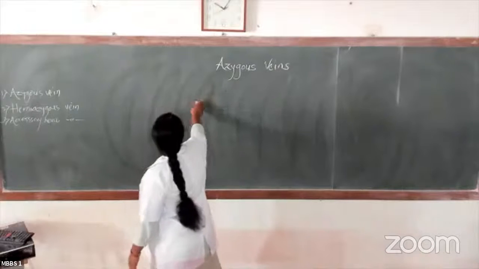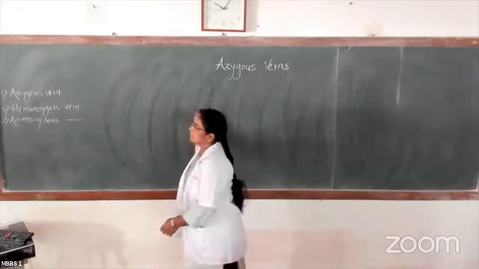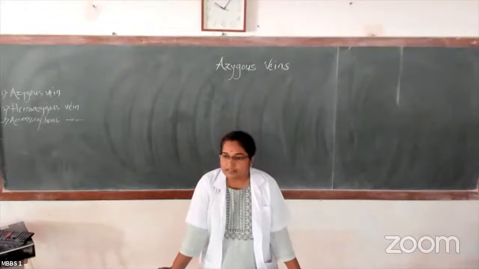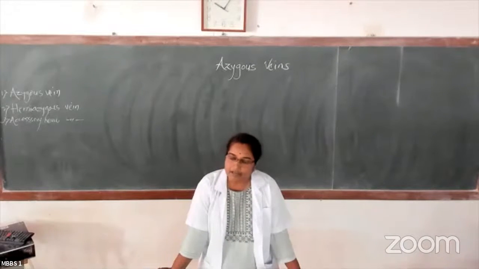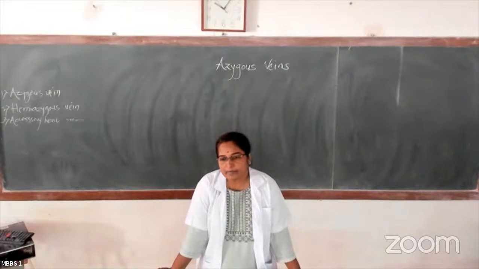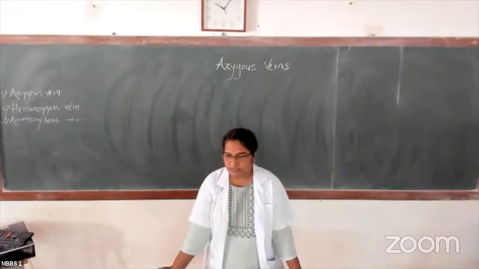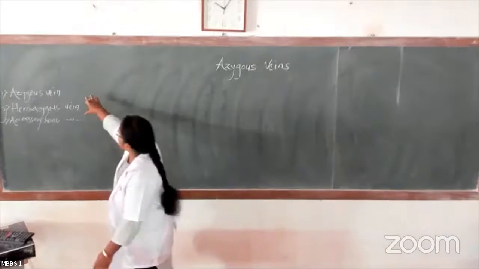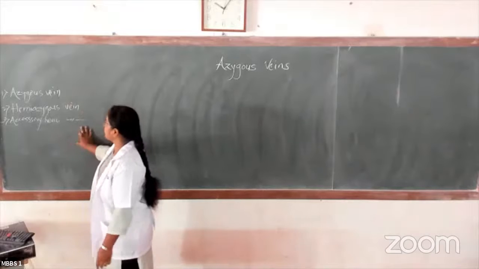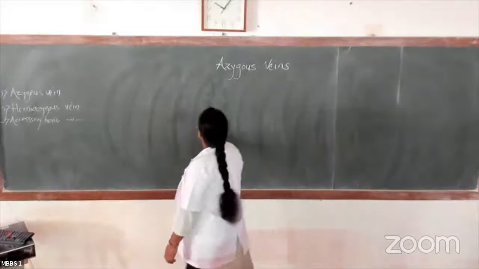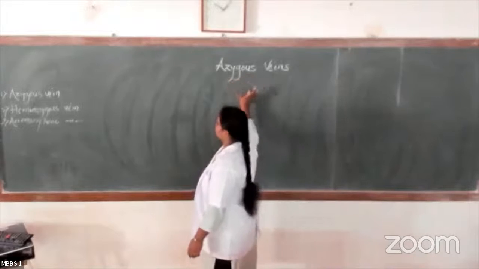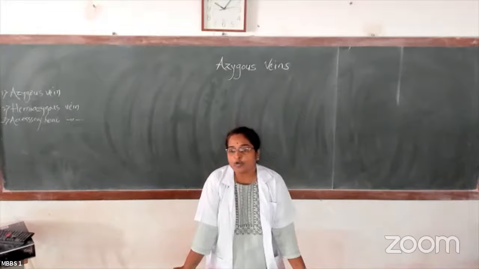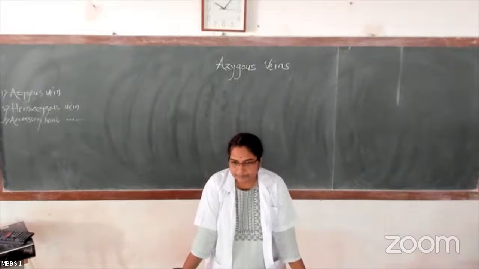So these azygous veins communicate the inferior vena cava with the superior vena cava in front and the vertebral venous plexus behind. So this azygous system of veins consists of the azygous vein, hemiazygous vein and accessory hemiazygous vein. So first we see the azygous vein. Now this azygous vein is present only on the right side of the body.